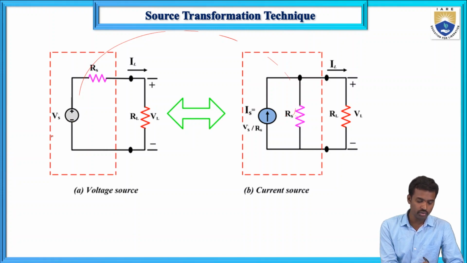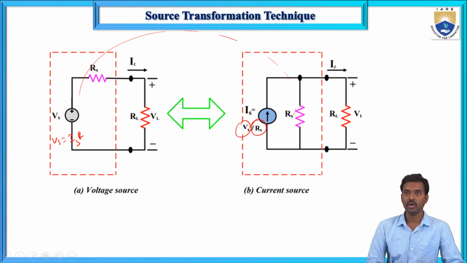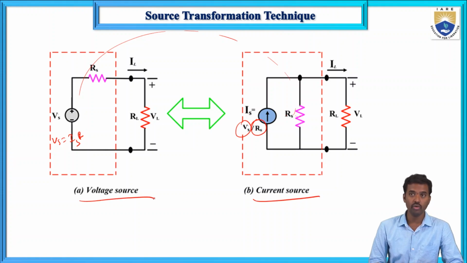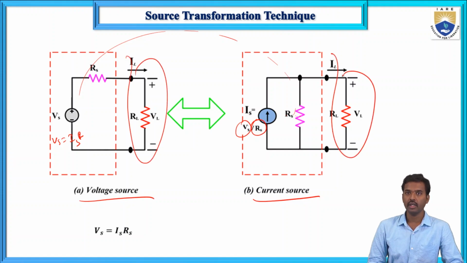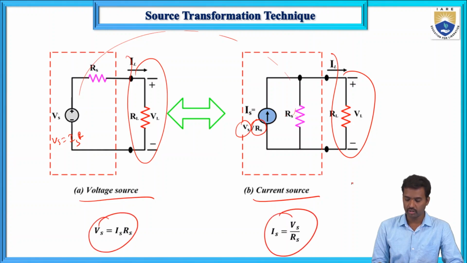So now this voltage source Vs equals Is into Rs, and this current source value equals Vs by Rs. So now here, this is the current source and this one is the voltage source. The remaining circuit is the same for both circuits. And next, Vs equals Is into Rs and Is equals Vs by Rs.